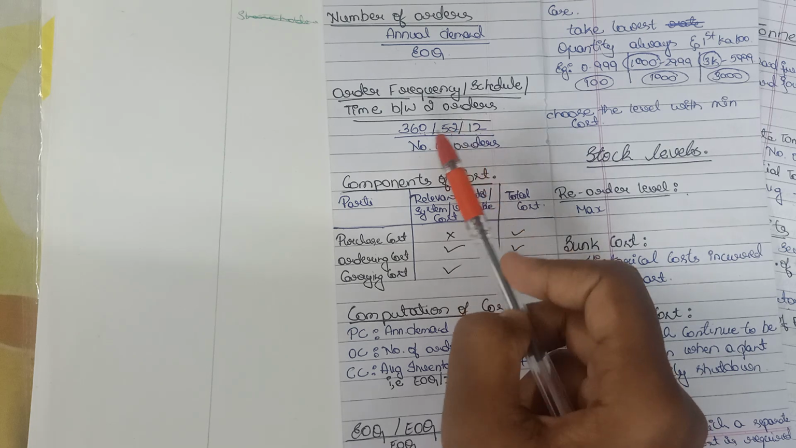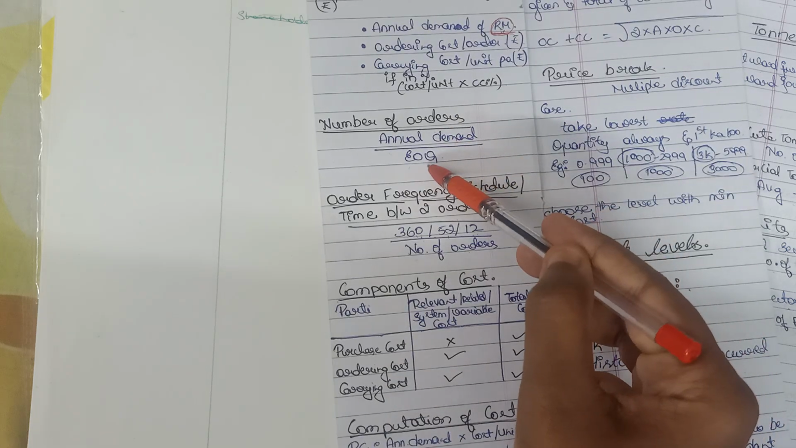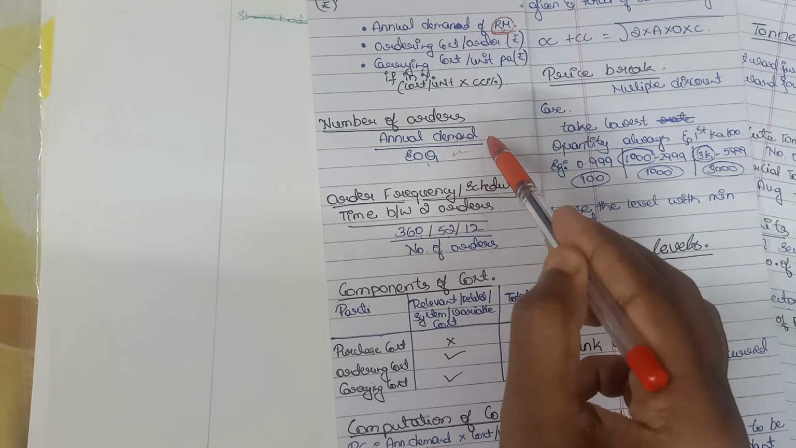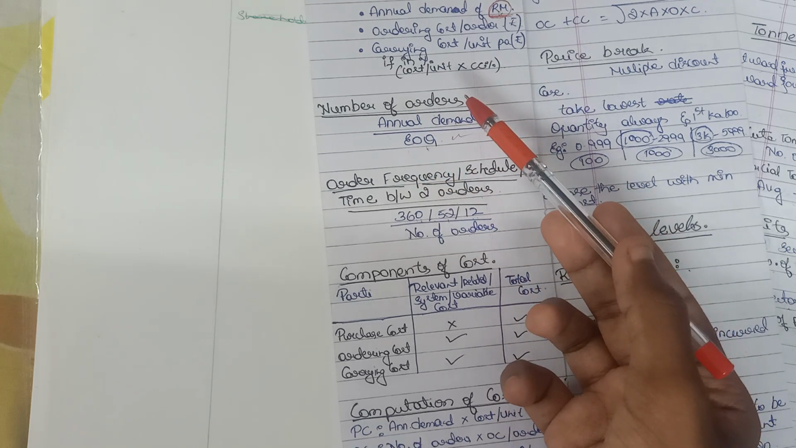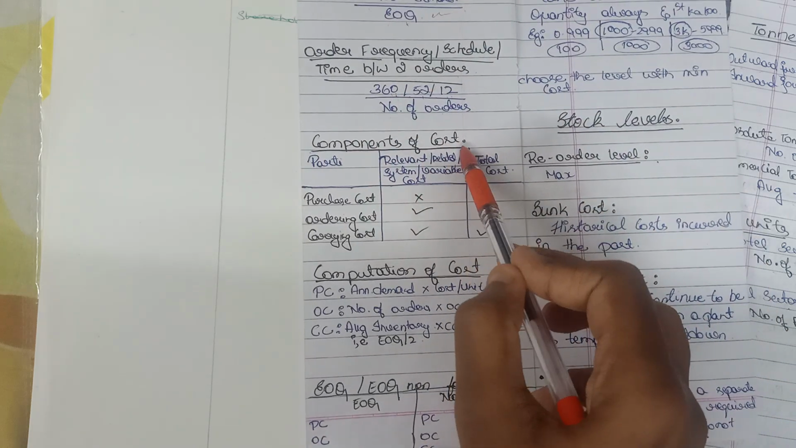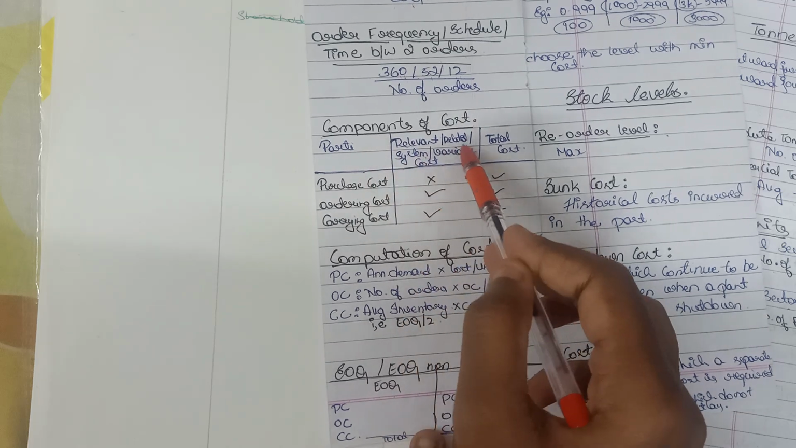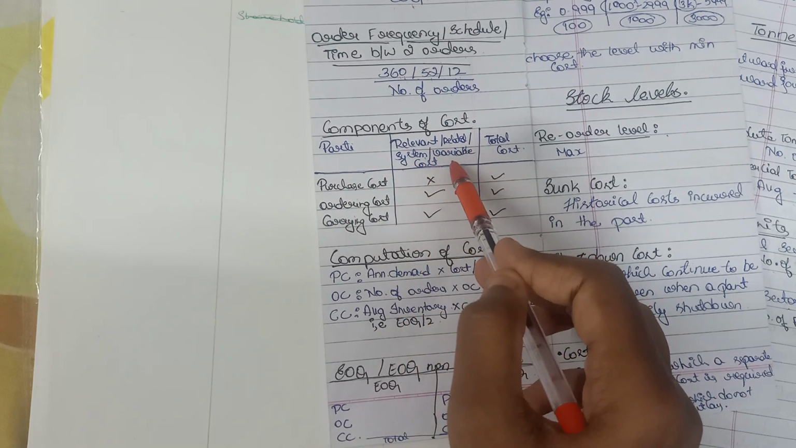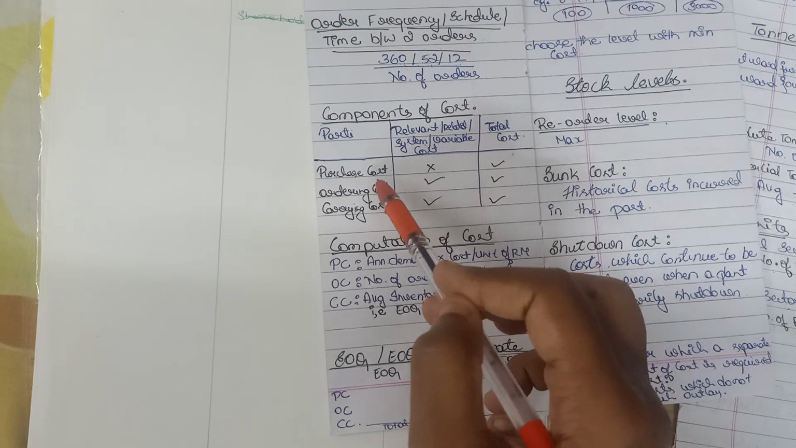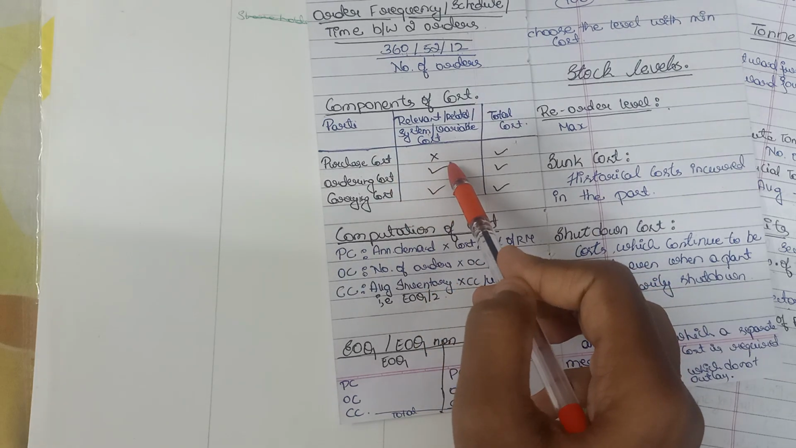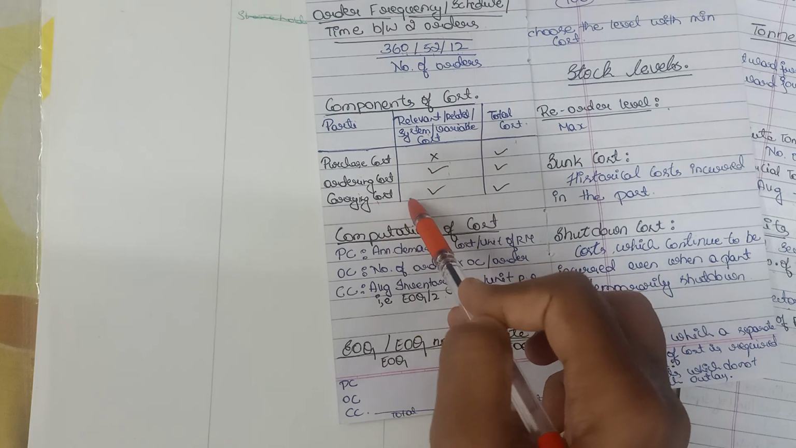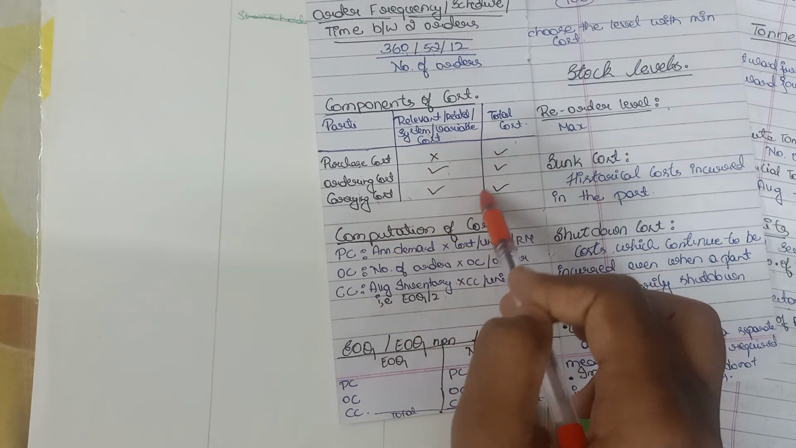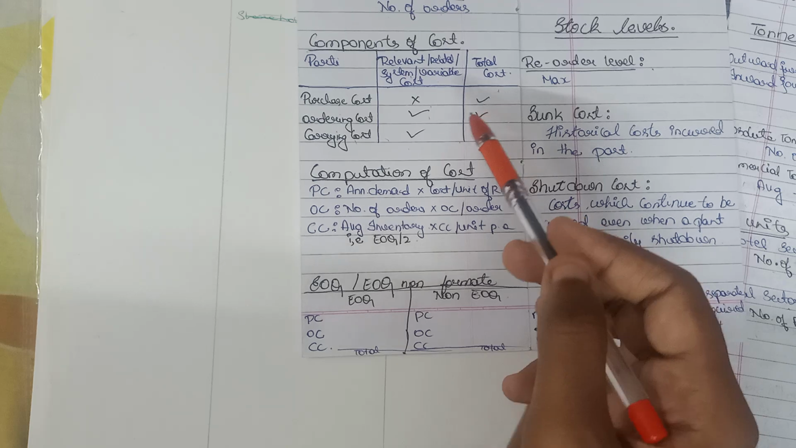How do we define number of orders? Annual demand divided by EOQ, or the ordering quantity that we make to the supplier. Next, components of cost, or particulars, relevant or related, system variable cost, total cost. This is the format: purchasing cost, ordering cost, and carrying cost. We'll be writing it, and then we'll be getting the total cost.